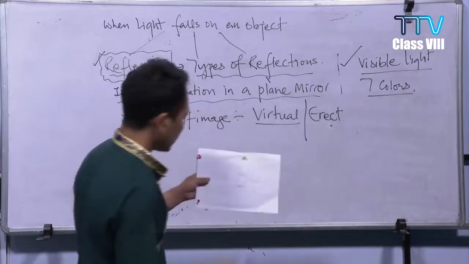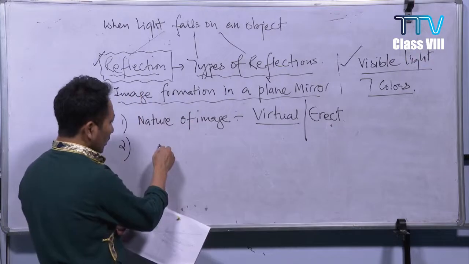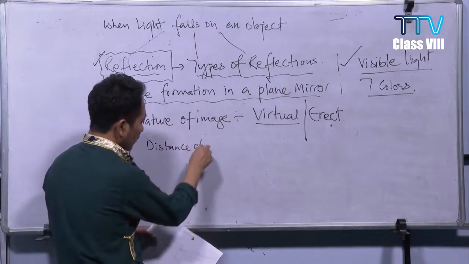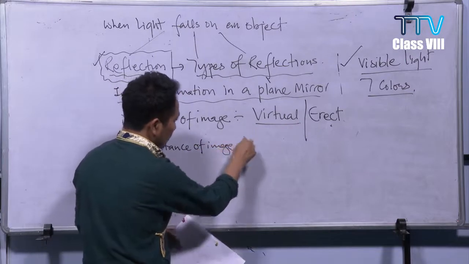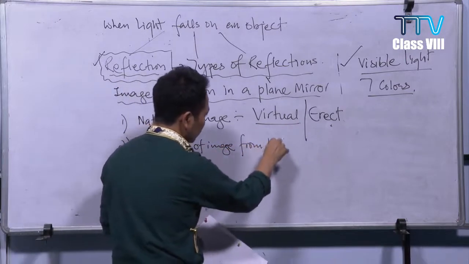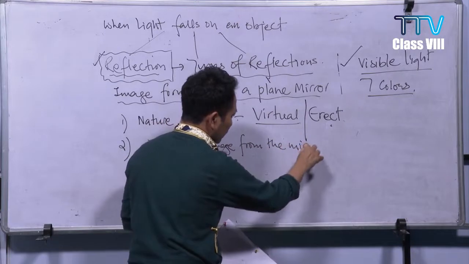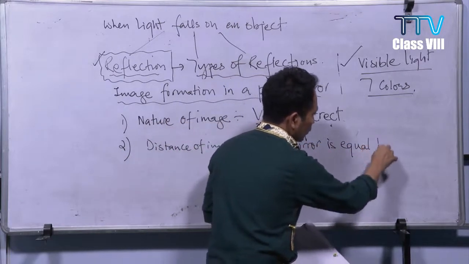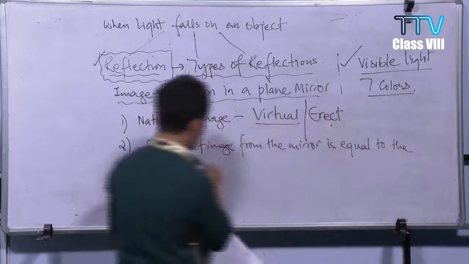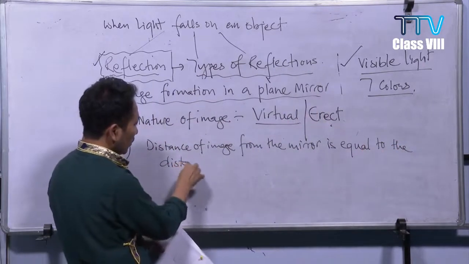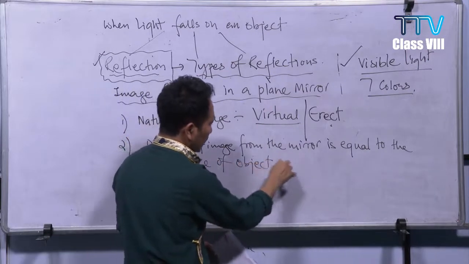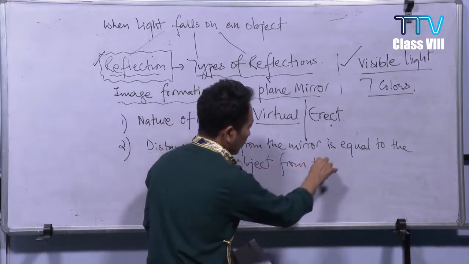The distance of image from the mirror is equal to the distance of object from the mirror.